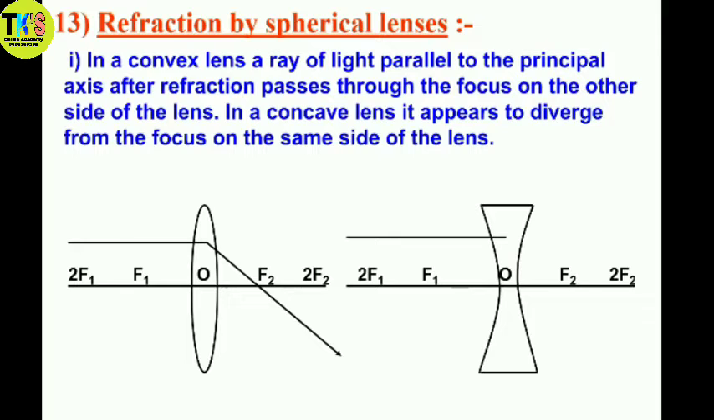First, in a convex lens, a ray of light parallel to the principal axis after refraction passes through the focus on the other side of the lens. In a concave lens, it appears to diverge from the focus on the same side of the lens.